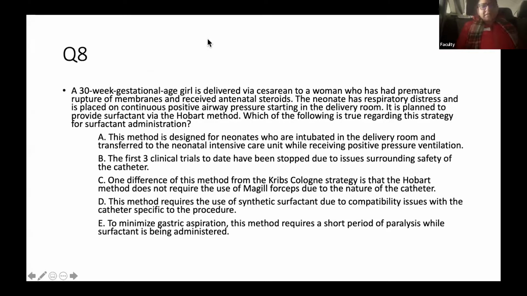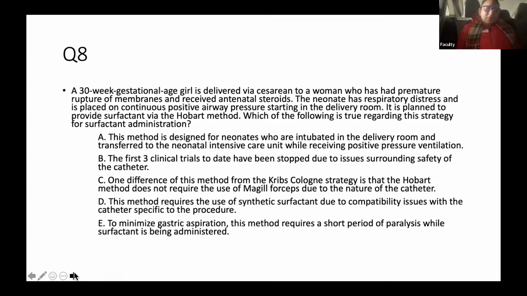Some of the answers, a few have written correct, some of them have written wrong, but the answer is C. Because the difference between this and that is that the McGill forceps is not used in this method, and in the other strategy you use the McGill's forceps. You don't need a particular type of surfactant; you can use any of them. And once you have intubated, there is no point using these methods, so it cannot be A. The safety is definitely fine. And you don't do the paralysis, because you want the baby to breathe, right?